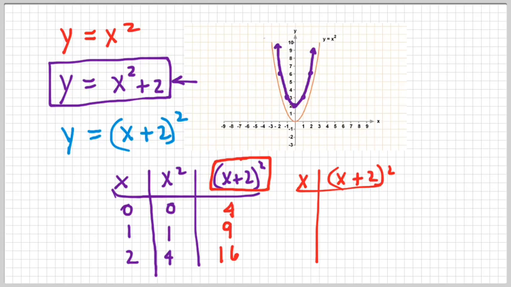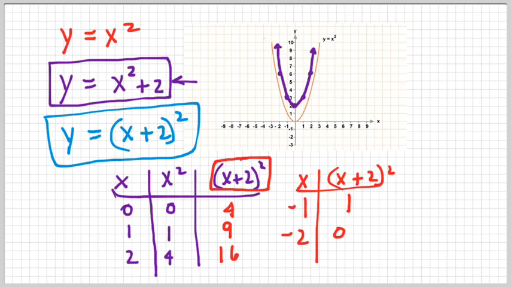Okay. I'll plug in, instead of 0, I'll plug in negative 1, which gives me negative 1 plus 2 is 1, squared is 1. Now I'll plug in negative 2, that gives me 0. If you recall from what we looked at in class, this function was slid left by 2 units. You can see that negative 2 now acts like the 0 for it, right there. And then negative 1 gave me 1, and 0 gave me 4. And once again, I can sketch in my parabola.